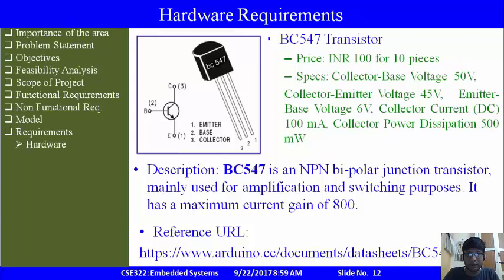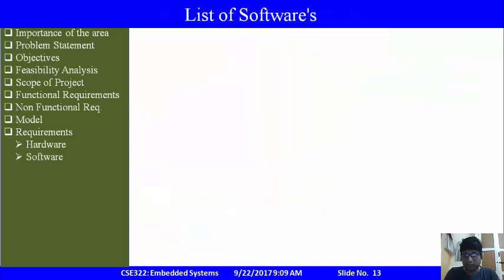The BC547 is an NPN bipolar junction transistor, and it's mainly used for amplification and for switching purposes, and it also has a maximum current gain of 800. A transistor stands for transfer of resistance. It's commonly used to amplify current. A small current at its base controls a larger current at the collector and emitter terminals.